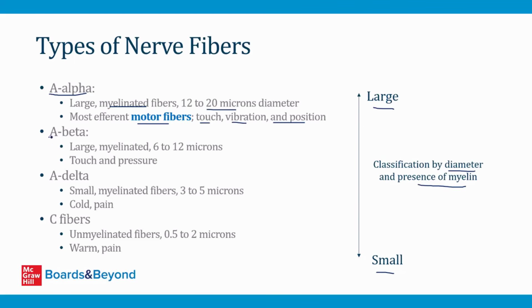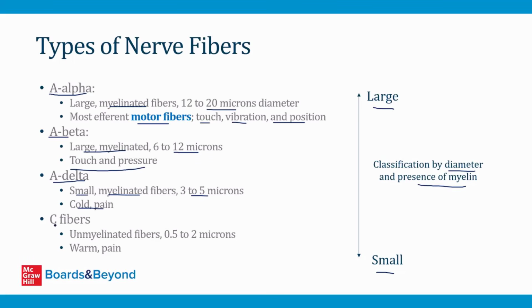The next size down are the A beta fibers. These are also large and myelinated, but they're a little bit smaller. They're up to 12 microns in size. And these are fibers that transmit signals for touch and pressure. Then we've got the A delta fibers. These are small, up to 5 microns in size, but they are myelinated just like all the A fibers. And these carry signals like cold and pain.